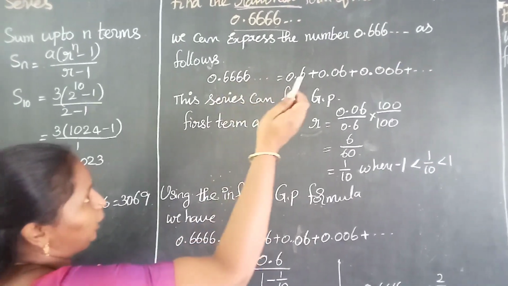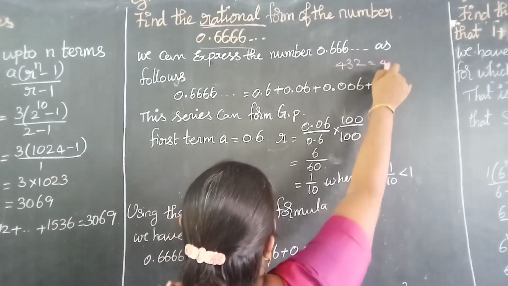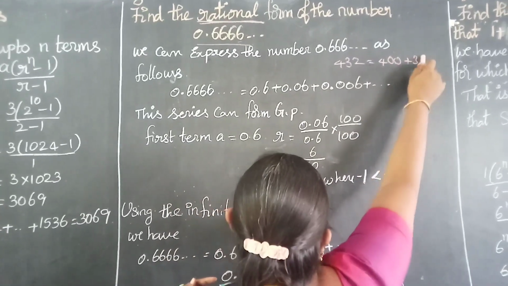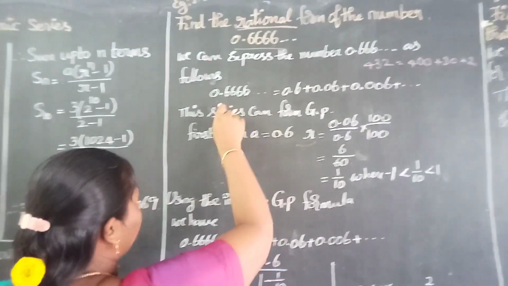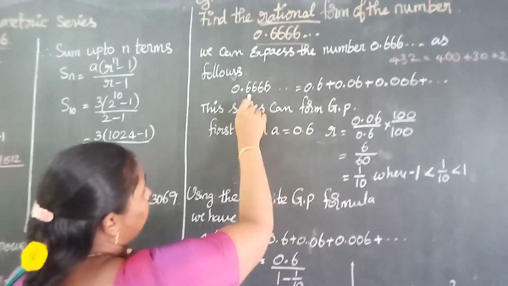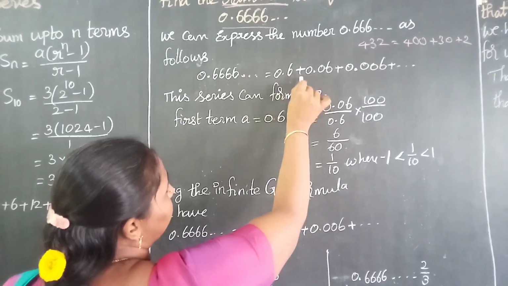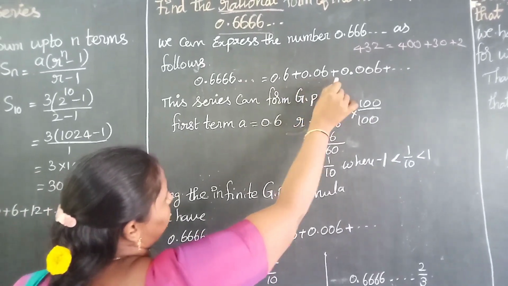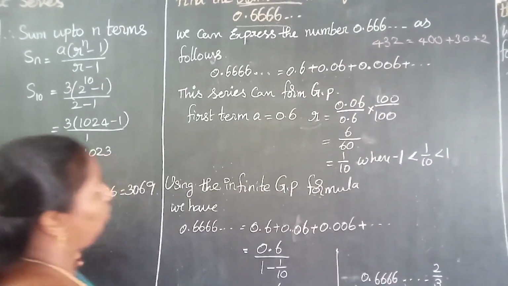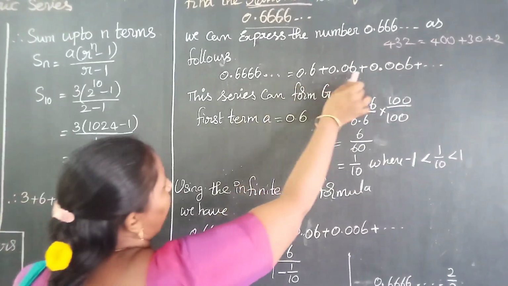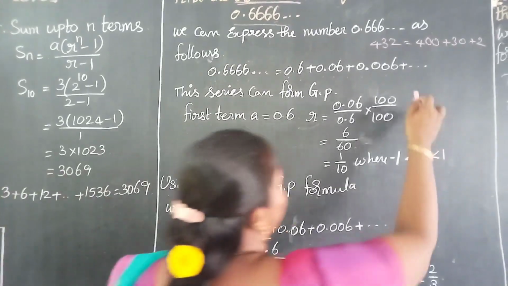So we can express the number 0.666 and so on as follows. We write the expanded form, for example 432 as 400 plus 30 plus 2. Like this, the same here: 0.666 and so on can be written as 0.6 plus 0.06 plus 0.006 plus and so on. So this series should form a GP. How do we check this? We have to check like this.